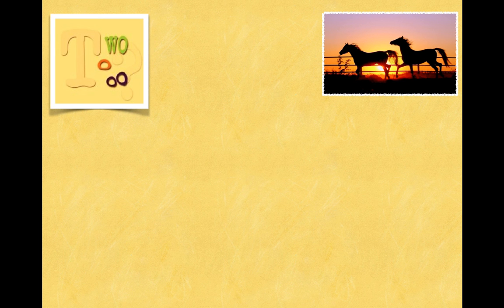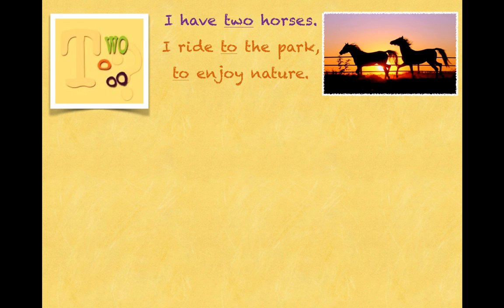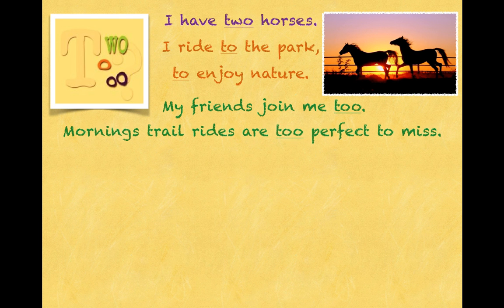Let's begin with the simple sound-alike words that most often befuddle my students. First up is two, to, and too. TWO is a number. I have 2 horses. TO can be a preposition. I ride to the park. Or an infinitive, to enjoy nature. TOO means also. My friends join me too. Or too can mean excessive or substantial. Morning trail rides are too perfect to miss.